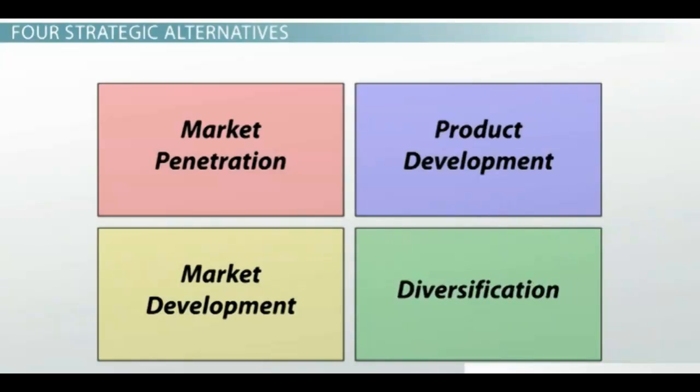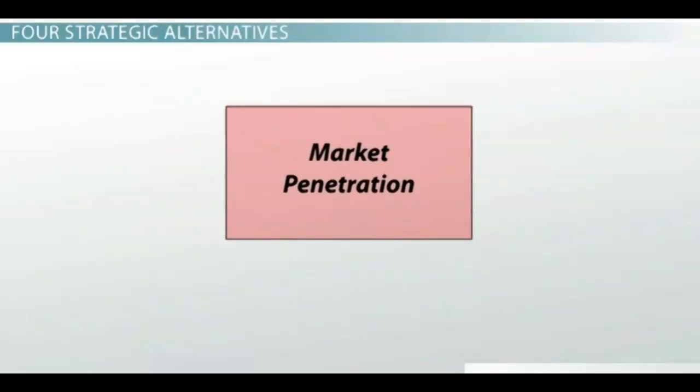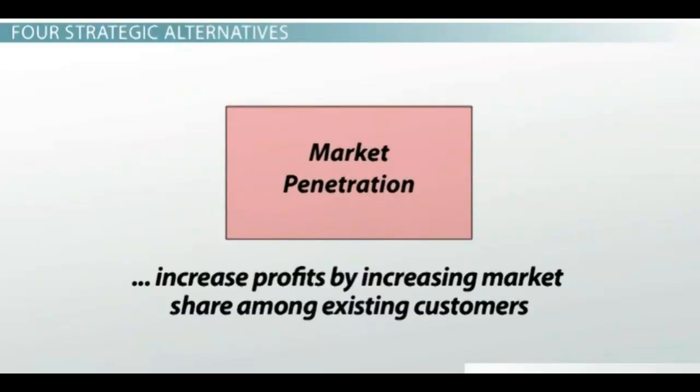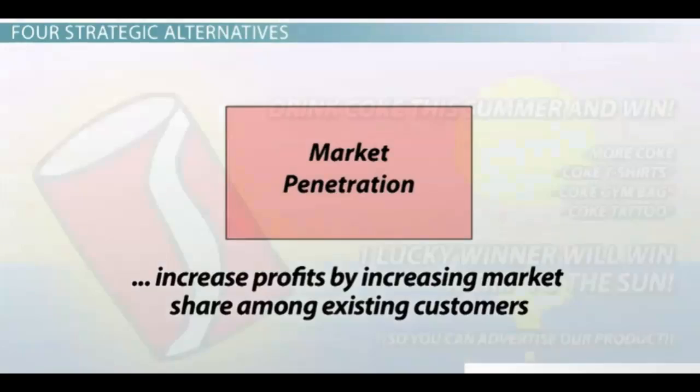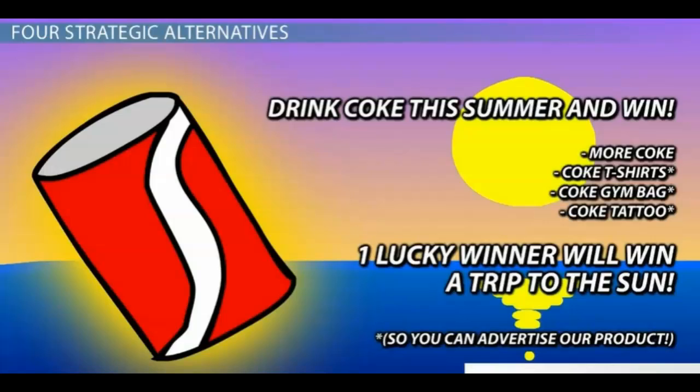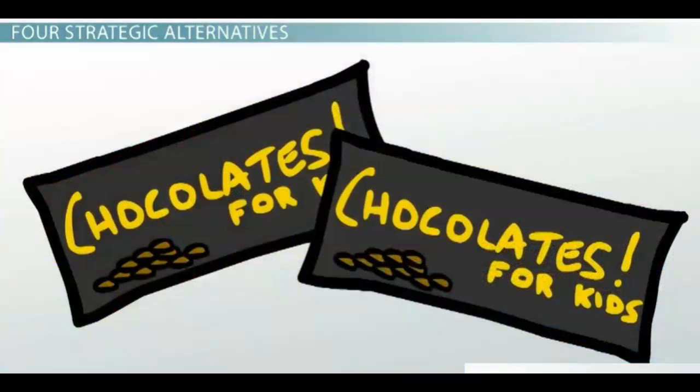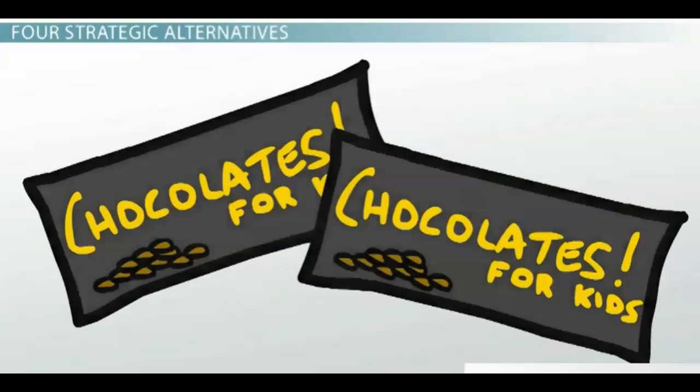A company that decides to use a market penetration strategy would plan to increase profits by increasing market share among existing customers. When Coca-Cola runs a special summer sweepstakes contest with spectacular prize giveaways, the plan is to increase market share by using promotional methods. When Hershey Candy offers 2 bags of candy for $5 at Target around Halloween, they are also using market penetration through an incentive for customers to possibly buy more than they originally intended.